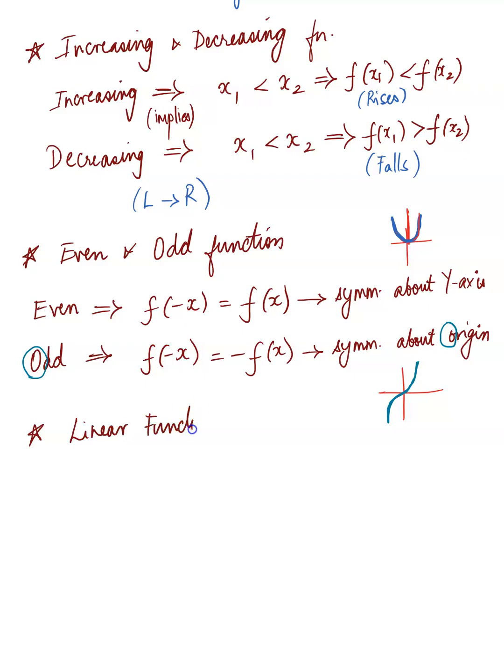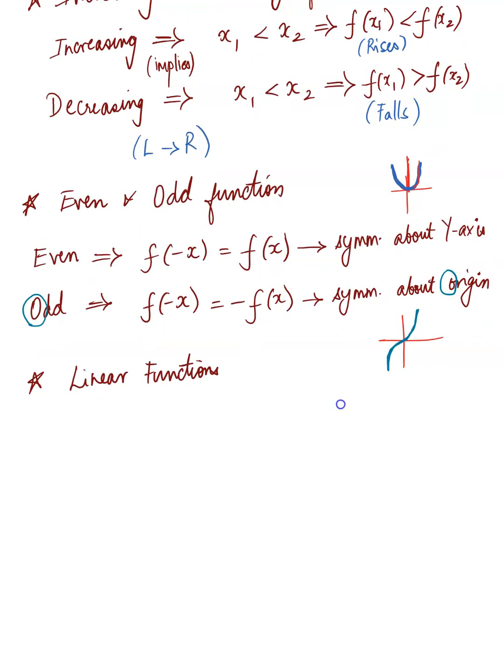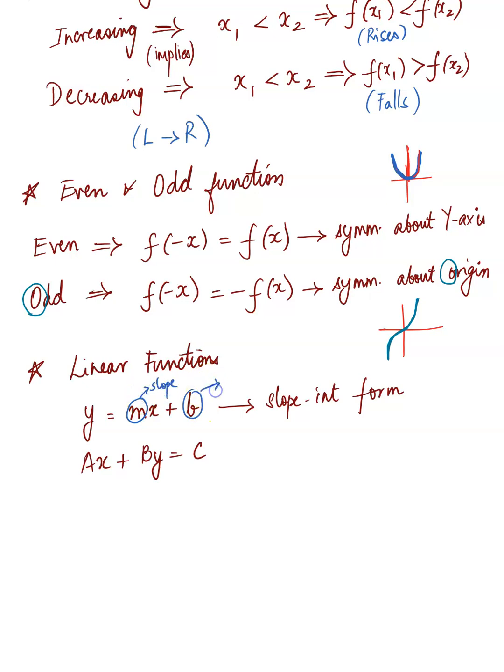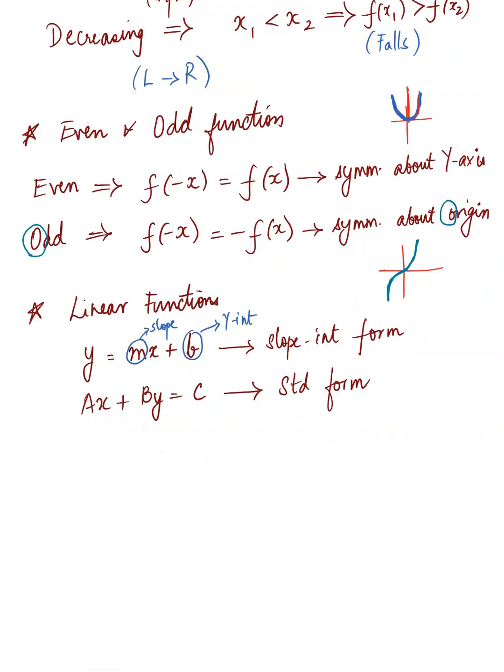All right, linear functions. We just saw y equals mx plus b, and ax plus by equals c. The first stands for the slope-intercept form. It is very clear that m is the slope, and this is your intercept. We have two intercepts, the x-intercept and the y-intercept. This is always your y-intercept. And this would be the standard form, where your x and y are on one side of the equation and the constant is on the other side. So a, b, and c stand for real numbers.